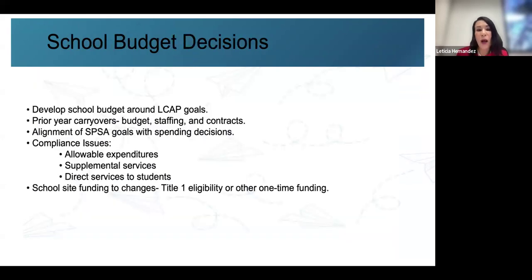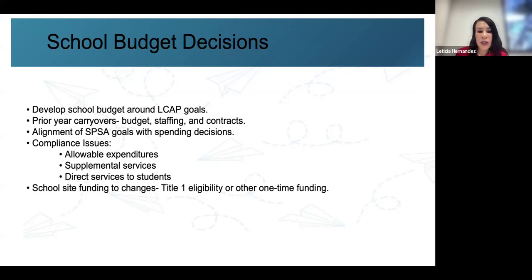Your school budget decisions. So how do you make these decisions? So you develop the school budget around your LCAP goals. Prior your carryovers, budget staffing, and contracts. You align it with your SPSA goals with spending decisions. There's a lot of compliance issues, though, as you probably are aware of, because there are only allowable expenditures. For Title I, there's a restriction on what you can spend. Supplemental services as well, there are restrictions on it, and always it has to be direct services to students. That is our primary goal here of how we spend our money.